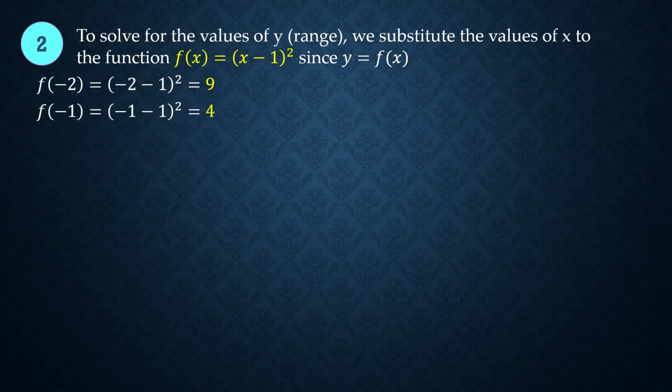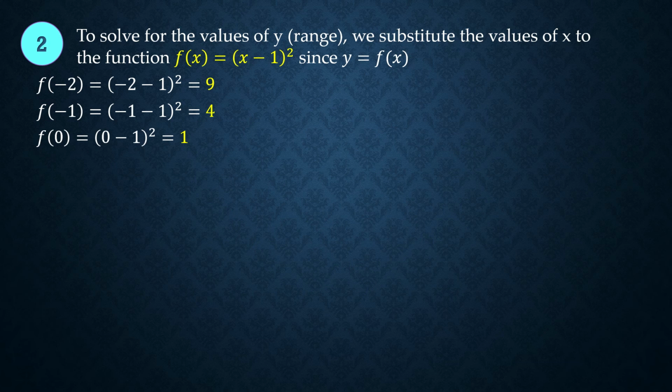Next, if x is negative 1, so negative 1 minus 1. So puro negative. So that is negative 2. Negative 2 squared is 4. Okay, negative 2 times negative 2, positive 4. When x is 0, 0 minus 1 is negative 1.